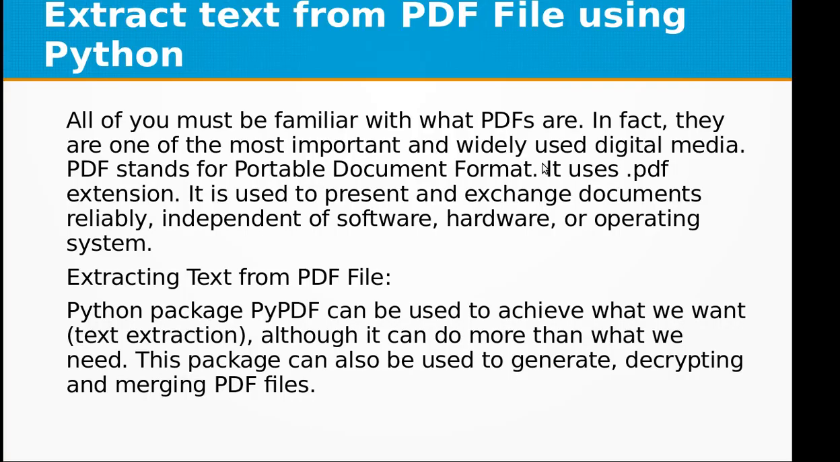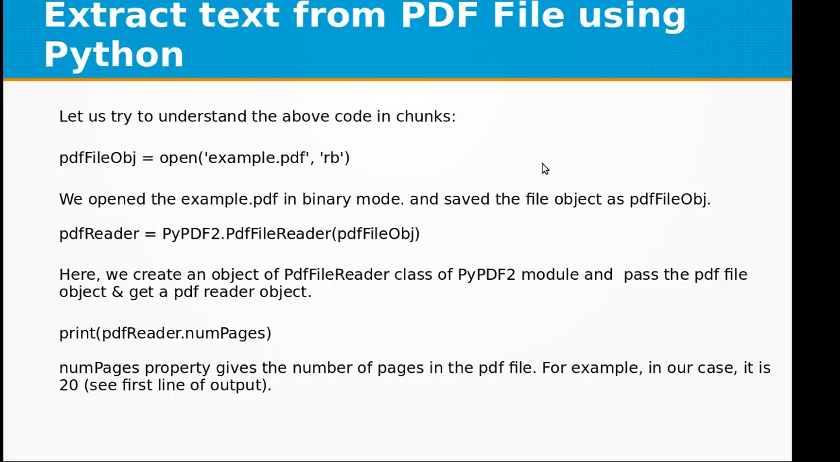Okay, let's try to understand the code. PDF file object is created by opening the example.pdf. We opened the example.pdf in binary mode and saved the file object as pdf file obj. Here we create an object of PdfFileReader class of the PyPDF2 module and pass the PDF file object and get a PDF reader object.